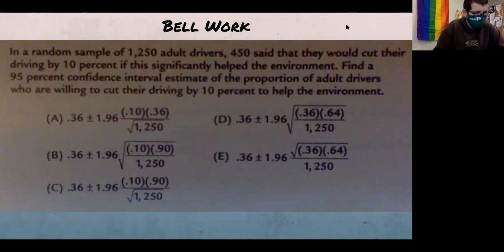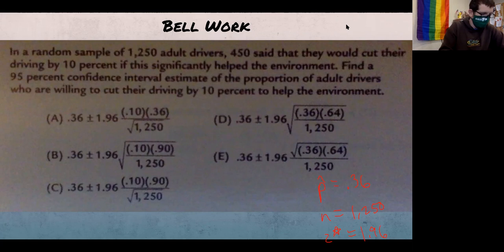So luckily, we don't have to do too much with this. They actually do a lot of the math for us. The one thing we need to know is p hat, we need to know the sample size, and we need to know our critical value, Z star. Luckily, that doesn't change for any of these answers. So 450 out of 1,250 makes a p hat of 0.36, and n is 1,250. And our Z star is going to be 1.96 because it's a 95% confidence level. We could look that up, but we don't need to because all of them are 1.96.